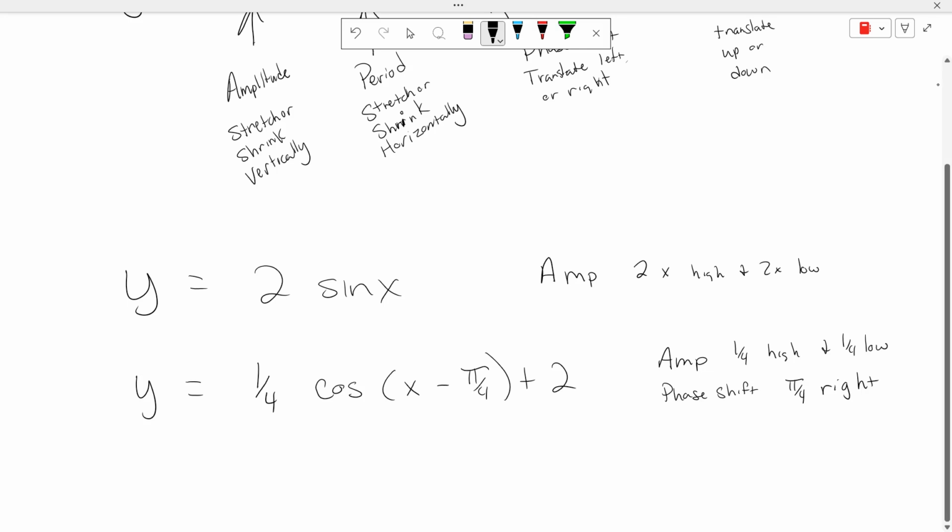If it happens on the outside of parentheses, it's what you'd think. So see how this 2 is on the outside of parentheses? It's a vertical shift up by 2. Okay? So that's how the A, B, C, and D affect the graphs. And we'll talk more about the B, the period, later next week, but we take the easy ones first.